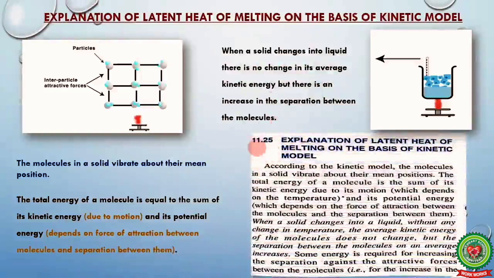Now let's see explanation of latent heat of melting on the basis of kinetic model. Article 11.25. According to the kinetic model, the molecules in a solid vibrate about their mean positions. The total energy of a molecule is the sum of its kinetic energy due to its motion, which depends on the temperature, and its potential energy, which depends on the force of attraction between the molecules and separation between them. When a solid changes into a liquid without any change in temperature, the average kinetic energy of the molecules does not change, but the separation between the molecules on an average increases. So, whenever a solid changes into liquid, there is no change in its kinetic energy, but there is change in the separation between the molecules, means their intermolecular space increases.